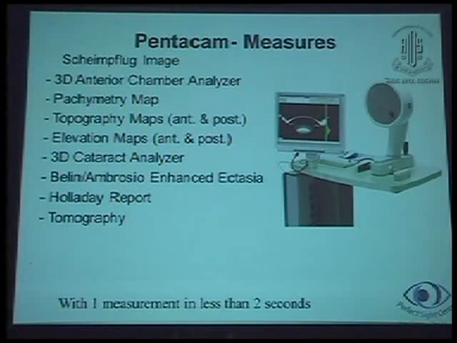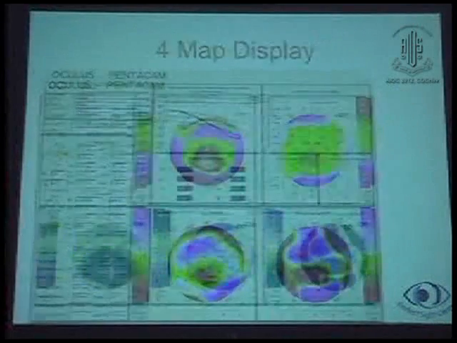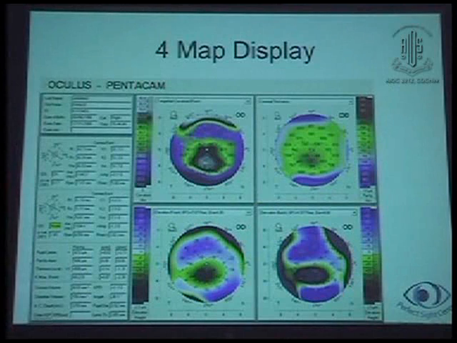It gives a Belin-Ambrosio enhanced ectasia map, which I'll just talk about. A holiday report, which helps in post-refractive surgery patients who are undergoing cataract surgery, and a tomography also. And it takes about 2 seconds to measure all this. Again, it's a 4-map display essentially. There are various formats, but the most common is the 4-map refractive. And you have drop-down menus. You can actually choose which particular method you want.